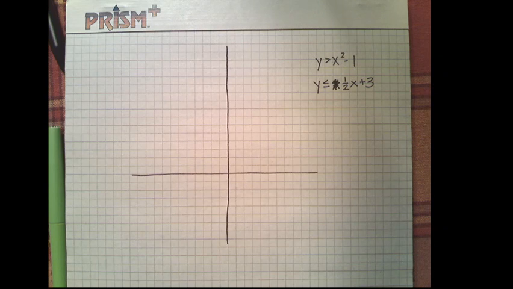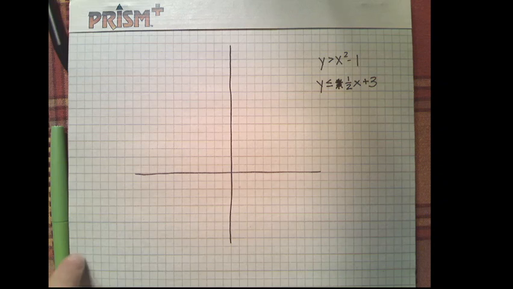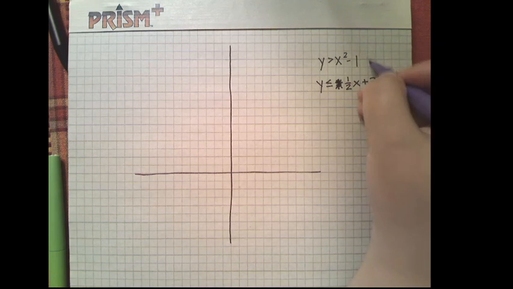Everyone, we're going to finish up our chapter on inequalities. Last week we started graphing them, and Friday we graphed systems of linear inequalities. Now we're just going to graph systems of inequalities. We're going to start with this one right here.